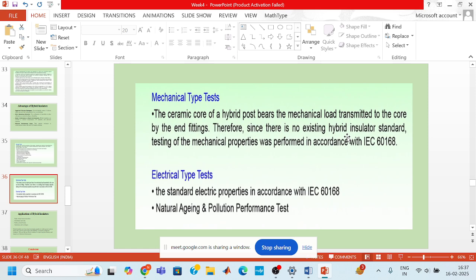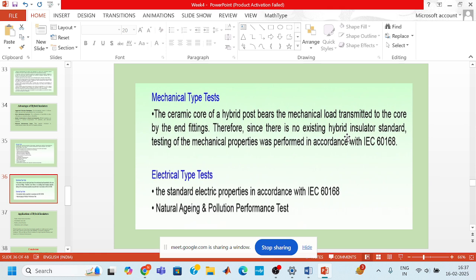Second is the mechanical type test. The ceramic core of the hybrid post bears the mechanical load transmitted to the core by the end fittings. So therefore, since there is no existing hybrid insulator standard, testing of the mechanical properties was performed in accordance with the IEC 60168. And third is the electrical type test.